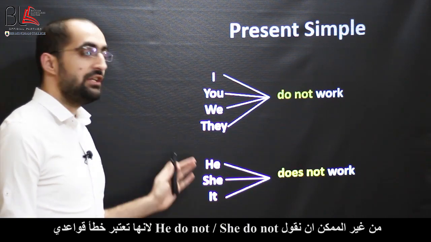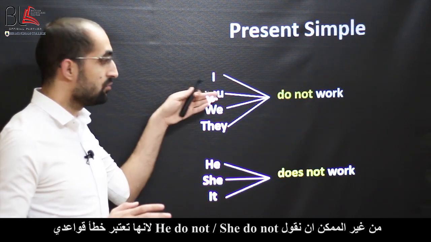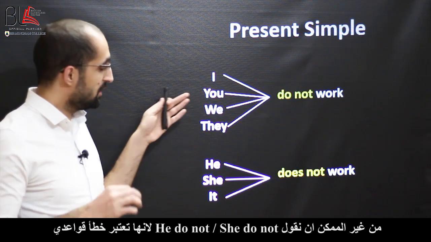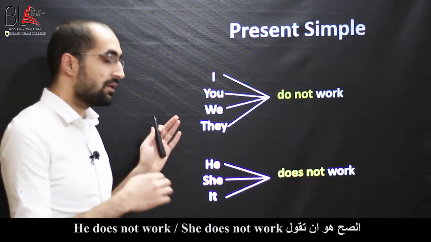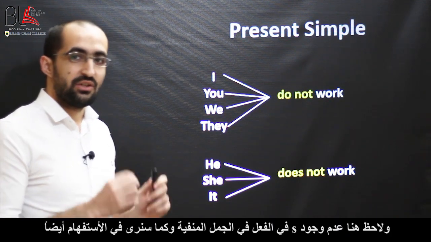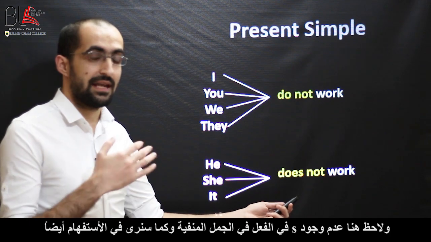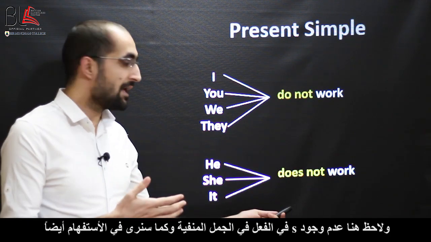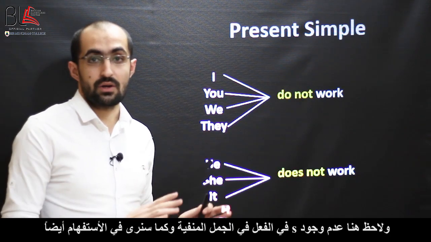But again, with he, she, it, it is ungrammatical to say he do not work. It's incorrect. You have to say he does not work, she does not work, it does not work. And what you notice here is that there is no S added to the verb, because in negative sentences and questions, the S is omitted. So we simply say he does not work.